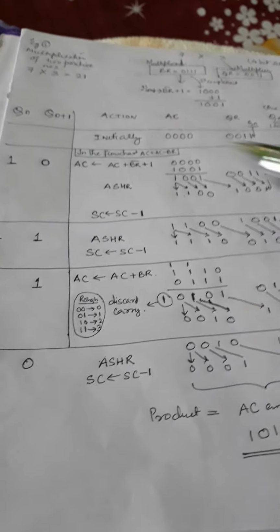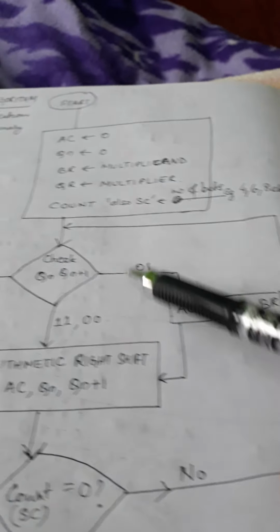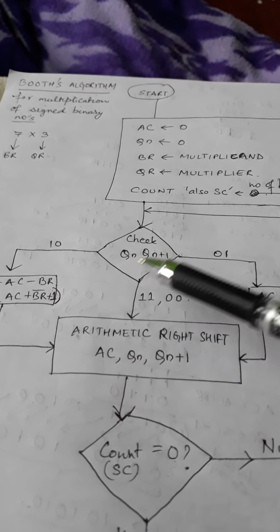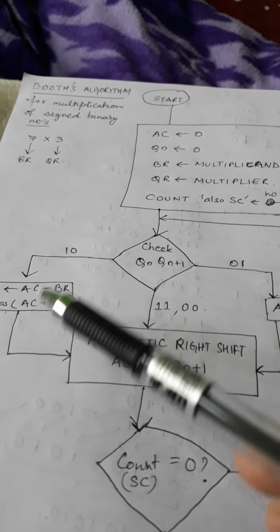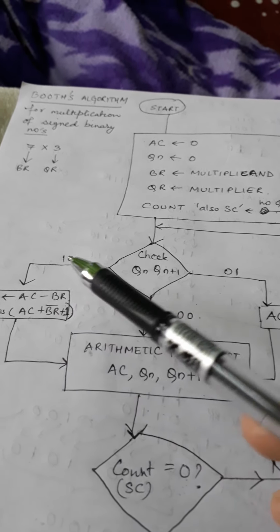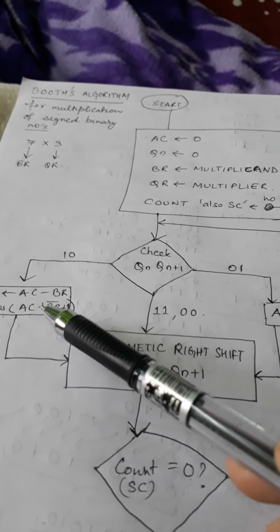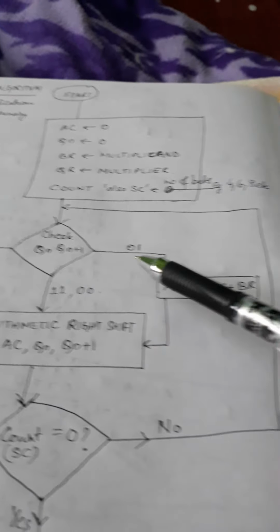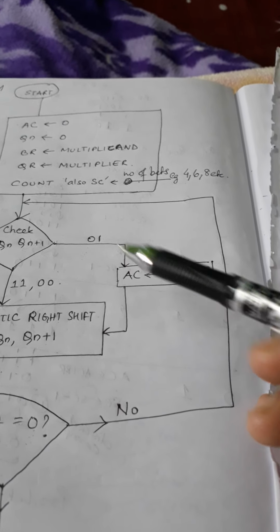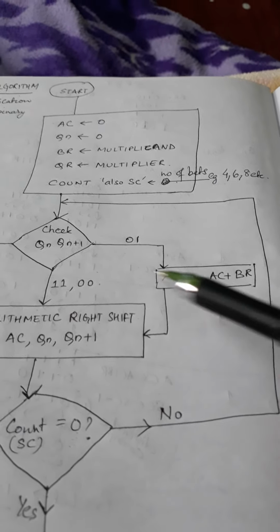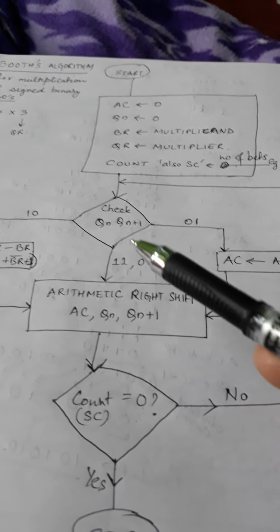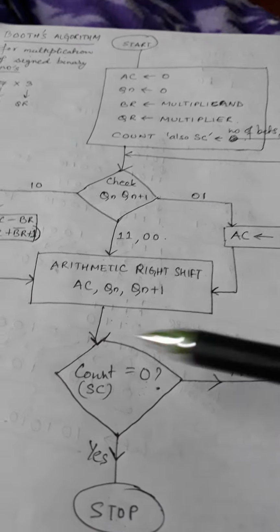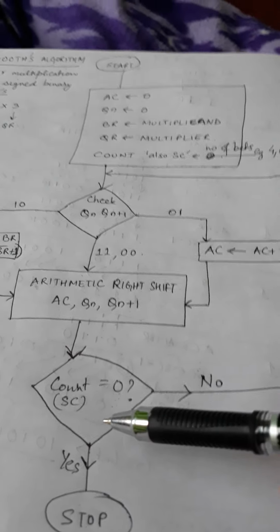format. Okay, so the flowchart steps, I hope it is clear. Okay, we have to check Qn, very important, and Qn plus 1, what is the value? If it is 1, 0, then minus, and for minus again you have to remember 2's complement, okay, which we get with the help of 1's complement plus 1, and then 0, 1, no complement, nothing, we just add. And then if the values are 1, 1 and 0, 0, we do nothing, no plus, no minus, just shifting. And this we carry out till we get the value of count to be 0.